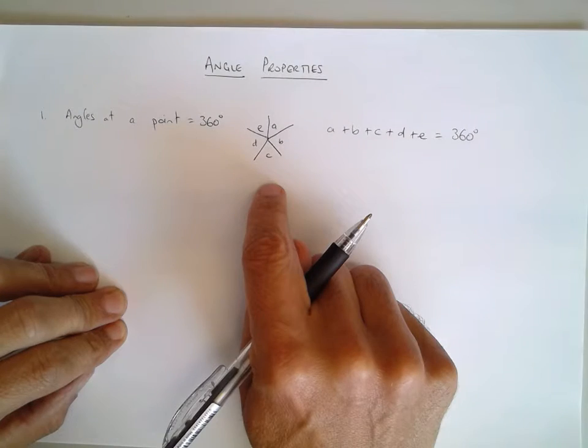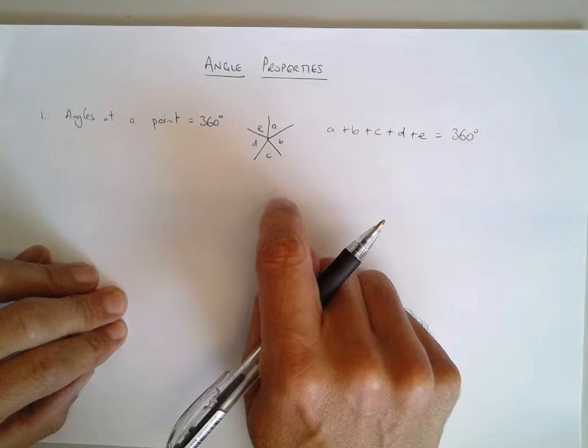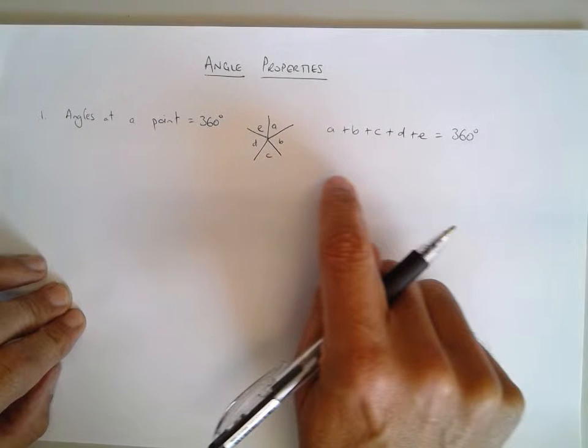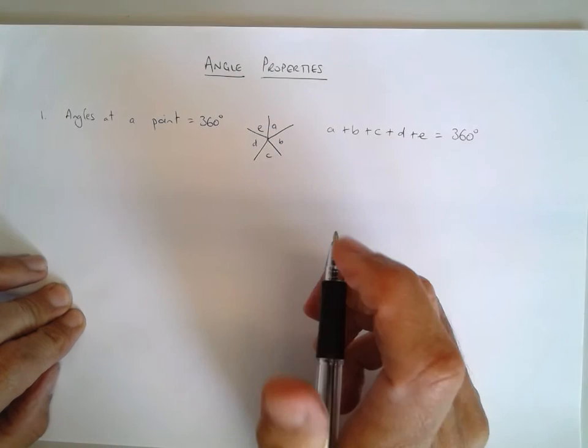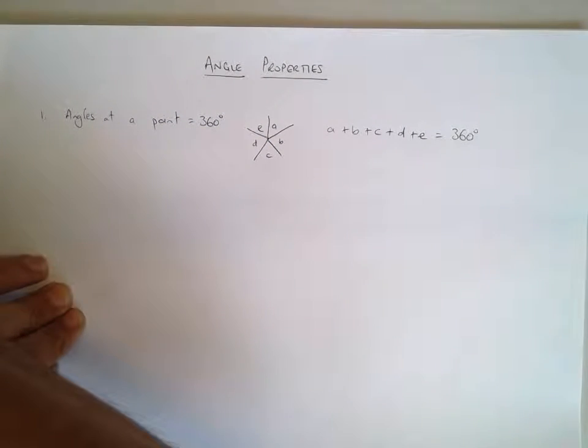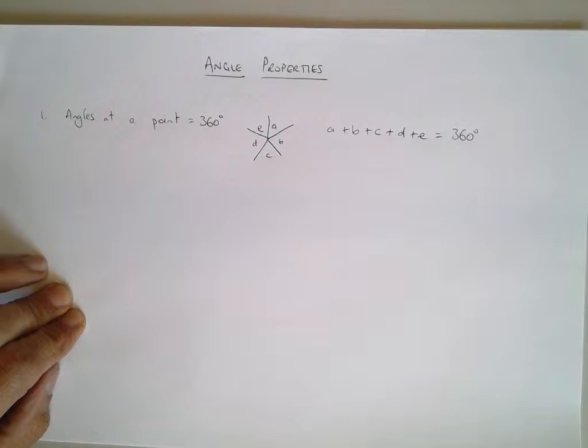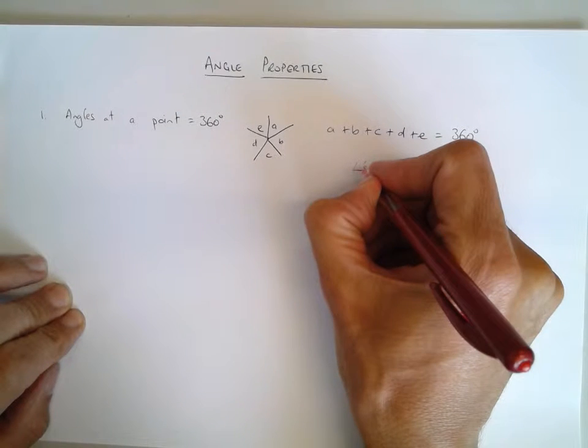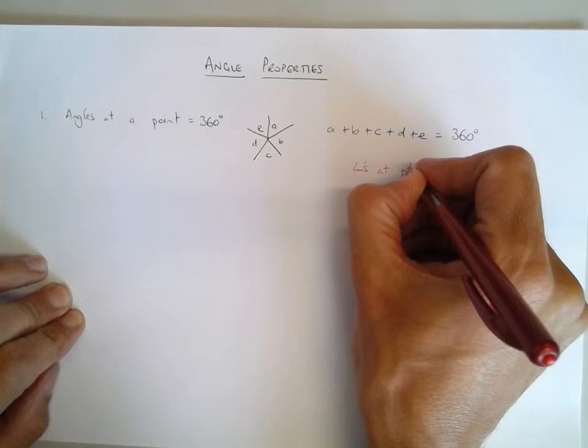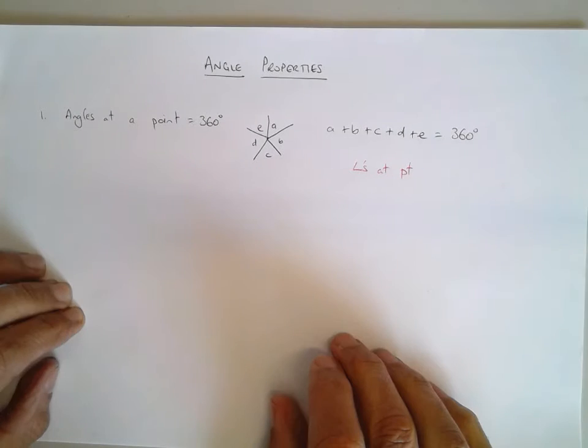And we don't have to have 5 angles, we could have 4, 3, 7, 100, but they will always at that point add up to 360 degrees. And we've got some shorthand for that. We can write angles at a point equals 360 degrees.